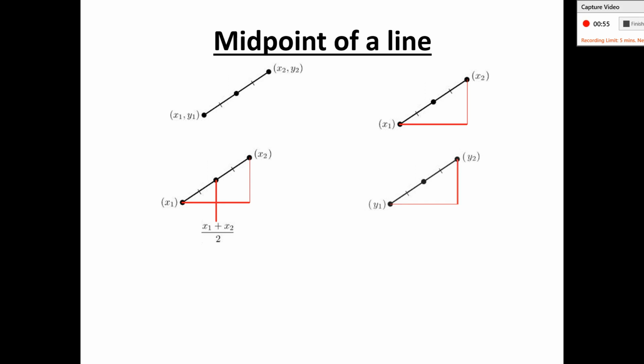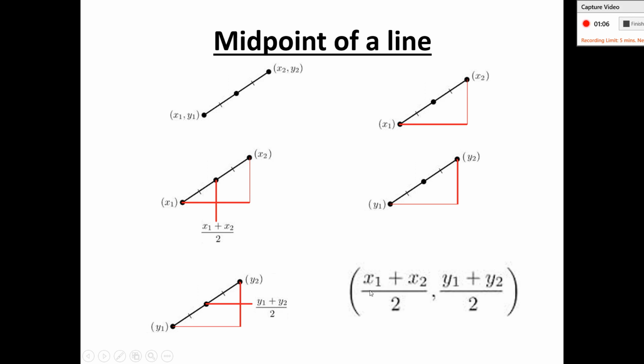And you can do the exact same thing for the y line, and you just get y1 plus y2 over 2. This means the total equation for finding the midpoint of the line is just taking the coordinates of both points, adding them together and dividing it by 2.